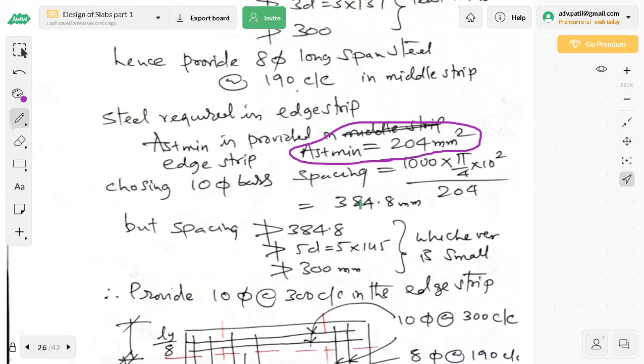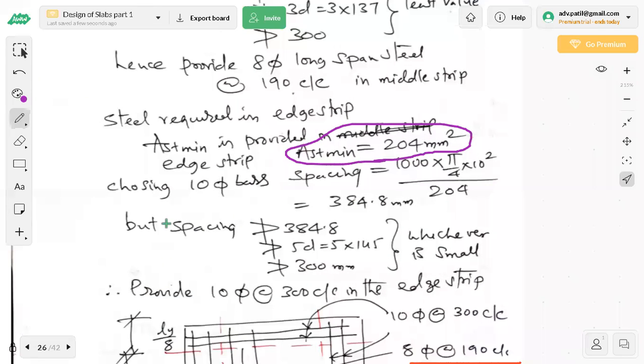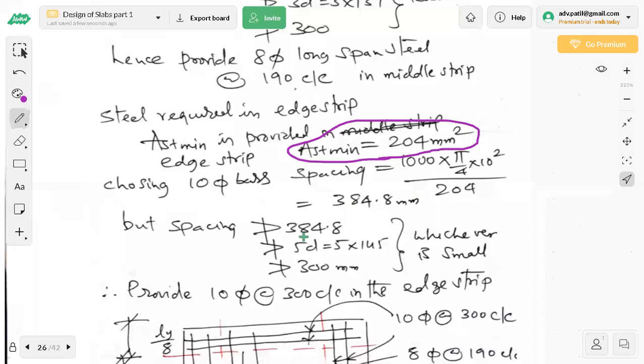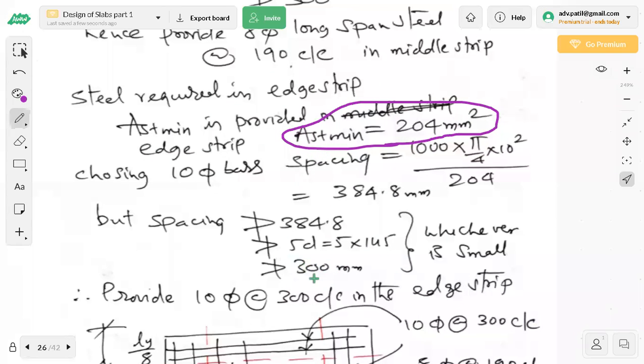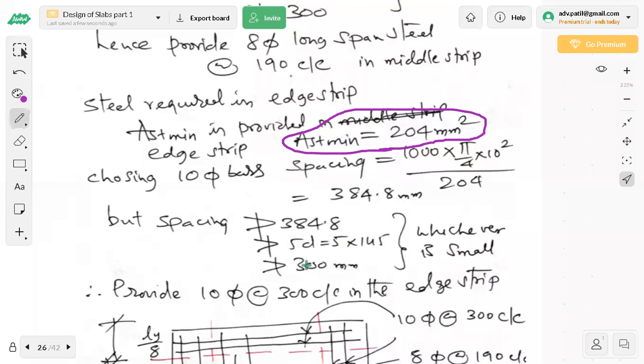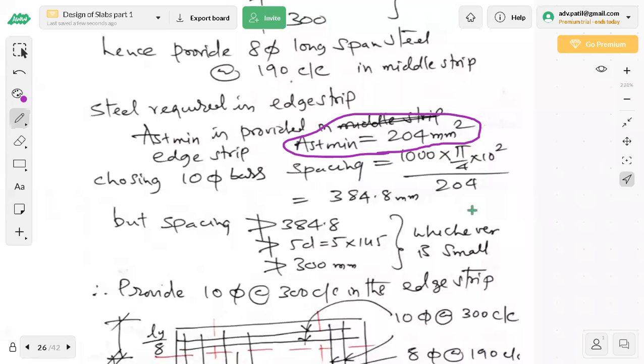Observe this. 384. But spacing should not be, whenever minimum steel is used, 5D is taken, not 3D. It should not be less than whatever value 384.8 or 5D or 300. The smallest is 300 here. Smallest is 300, so 300 has to be kept for 10 mm diameter.